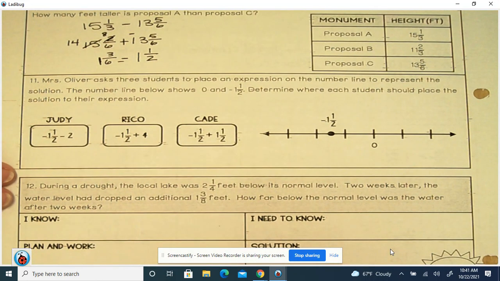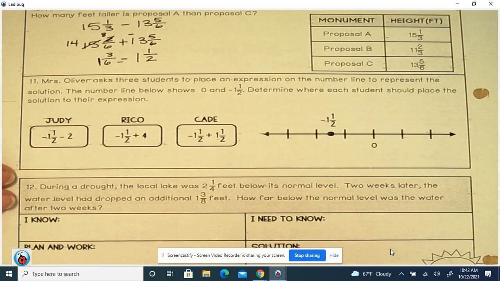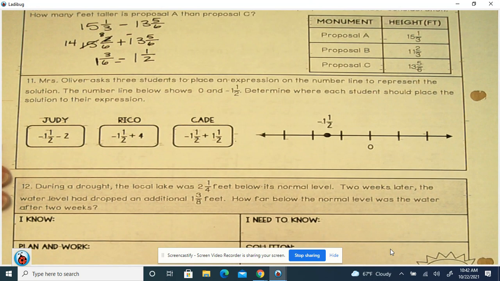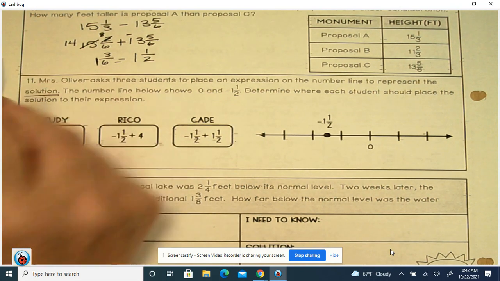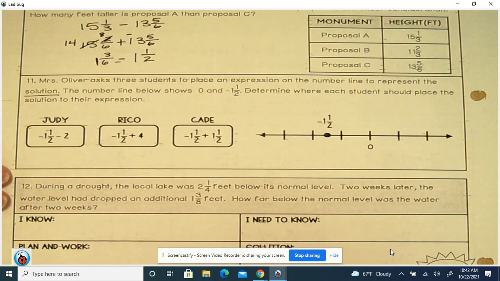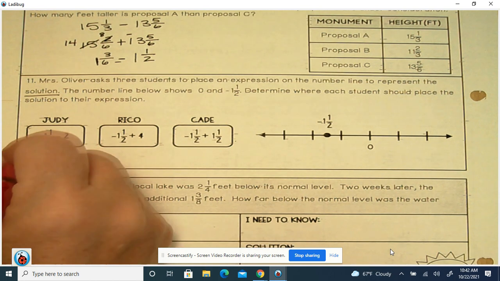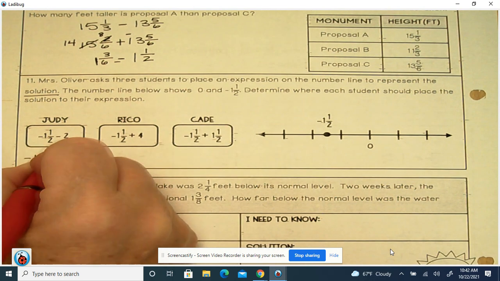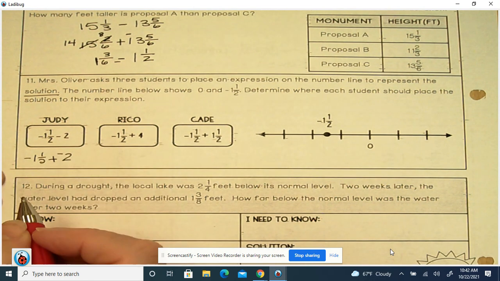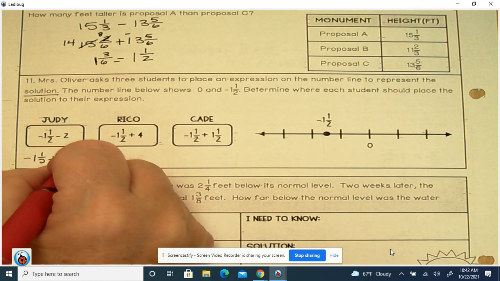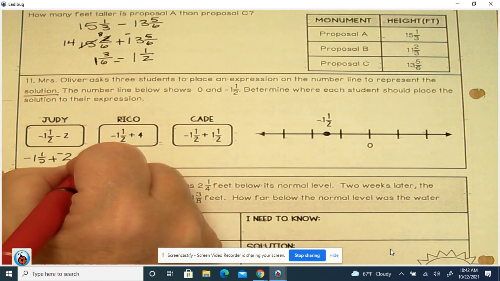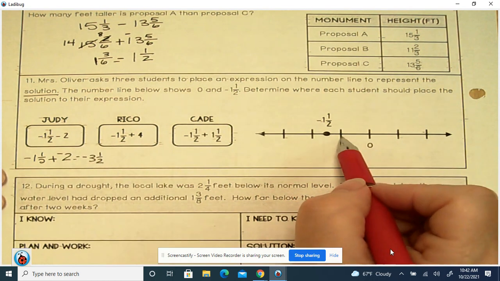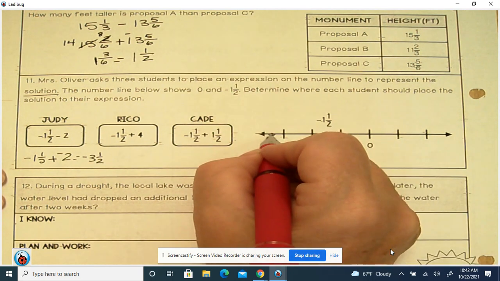Number 11. Miss Oliver asked 3 students to place an expression on the number line to represent its solution. So we're looking for the answer. The number line below shows 0 and negative 1/2. Determine where each student should place the solution to their expression. So Judy's is a negative 1/2 plus, change the minus to a plus, a negative 2. When we add those together, we get a negative 2 1/2. So that's 1, 2, 3. So we're going to put Judy's right here.